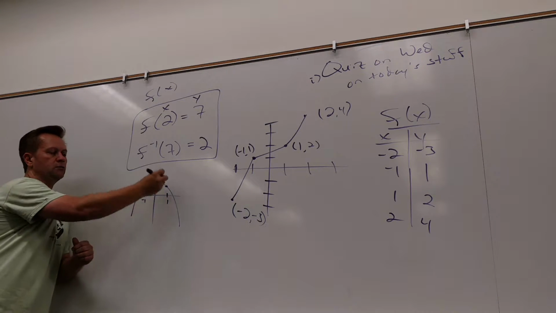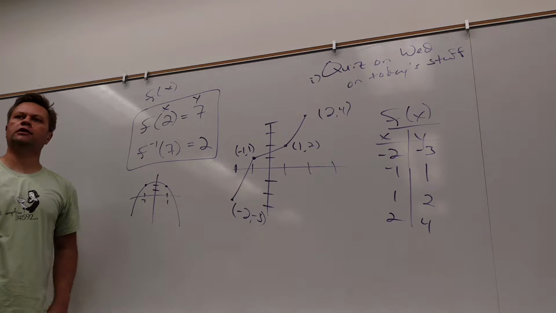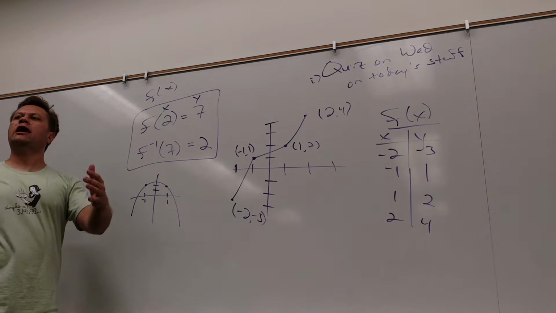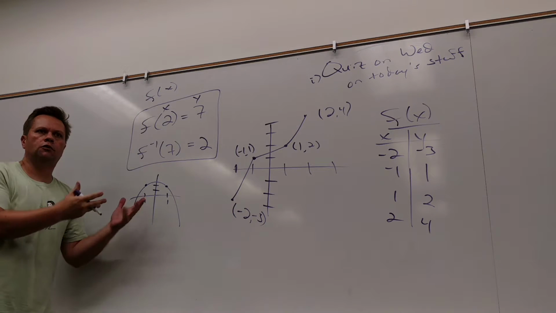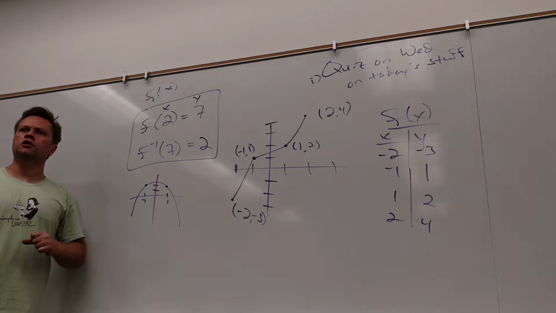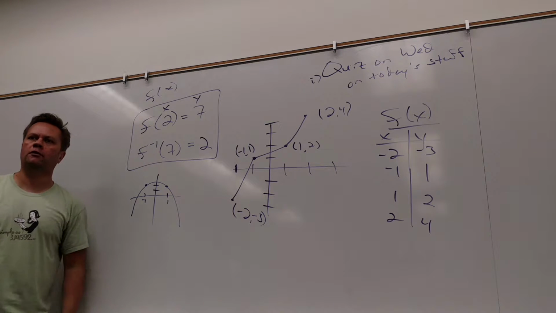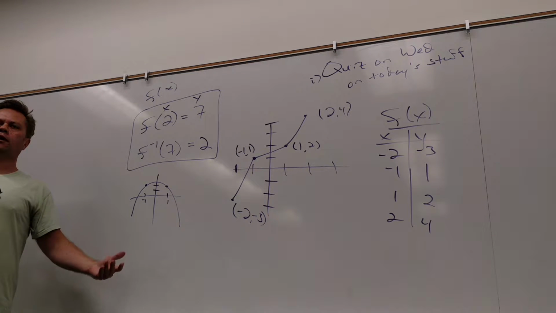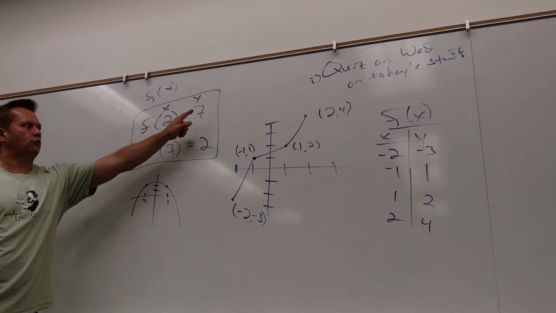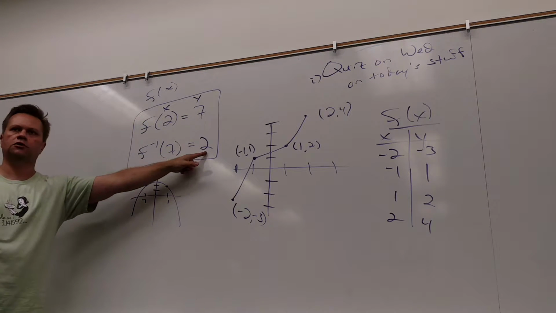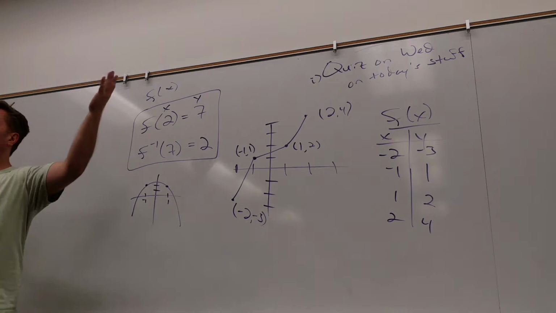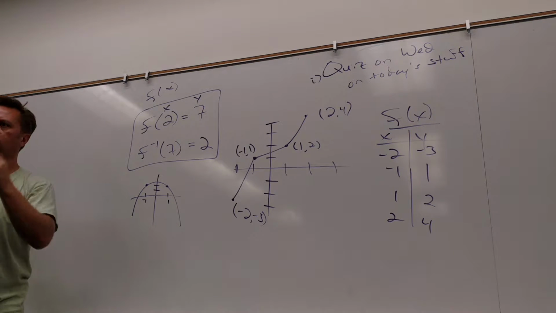Negative 1. See, so it comes back on itself. There's not a single answer for where an output of 2 came from. So that's why that actually wouldn't have an inverse. I can't undo it. So if I said, where did 2 come from? And you say, 1 and negative 1, no, I need to know exactly where. Where did 7 come from? It came from 2. If there's multiple answers, it's not really an inverse function.